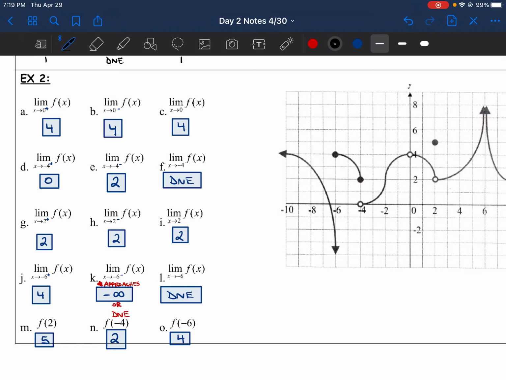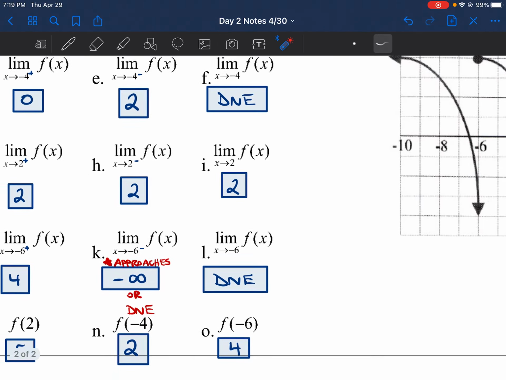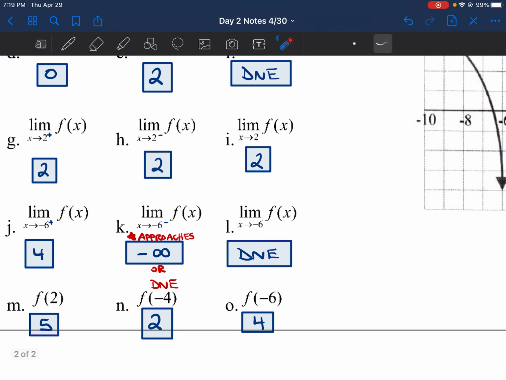Special mention here real quick, if you look at K, where it says the limit of f of x as x approaches negative 6 from the left. Well, notice that as we're approaching negative 6 from the left, these values are growing without bound towards negative infinity. Some textbooks you'll see this a little differently. Some will say that the left-sided limit approaches negative infinity. Others will just say that the left-sided limit does not exist. You can't really say it's equal to negative infinity because infinity is not a number, it's a concept.